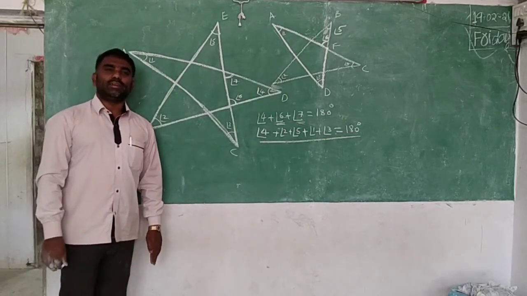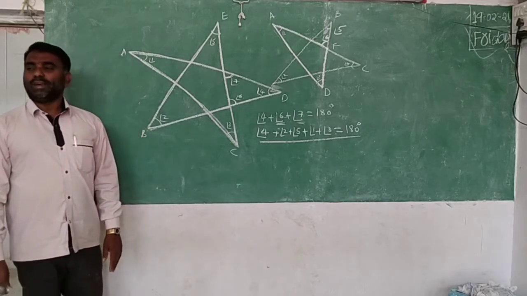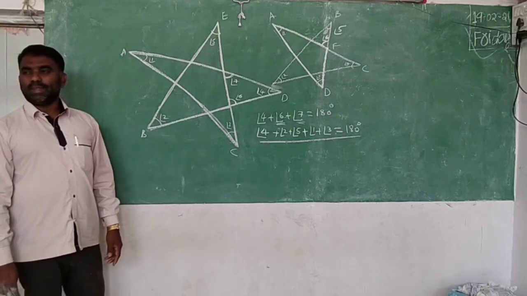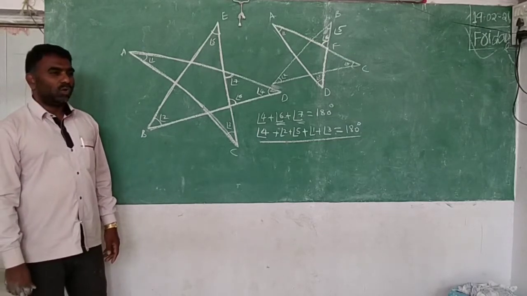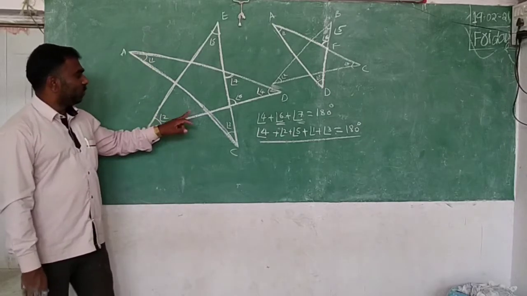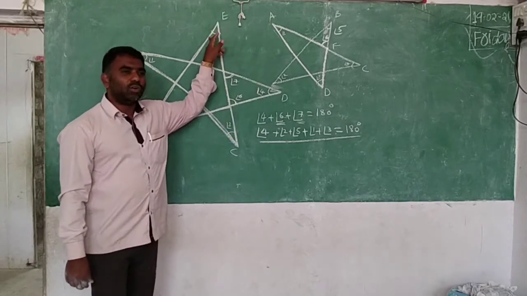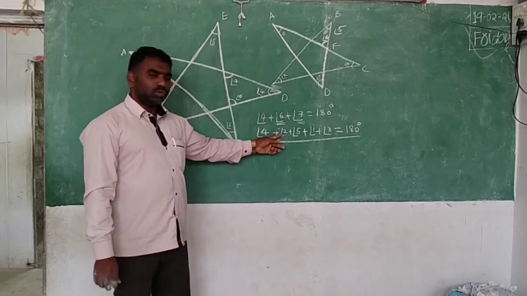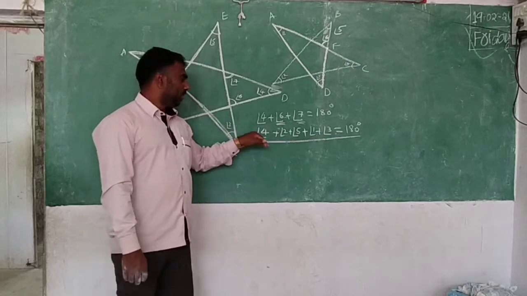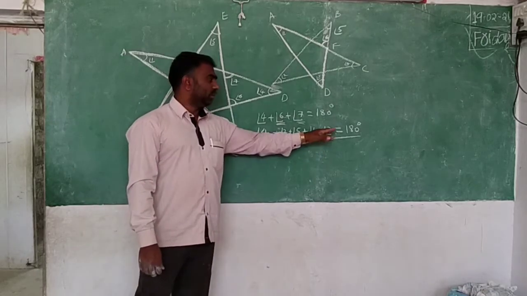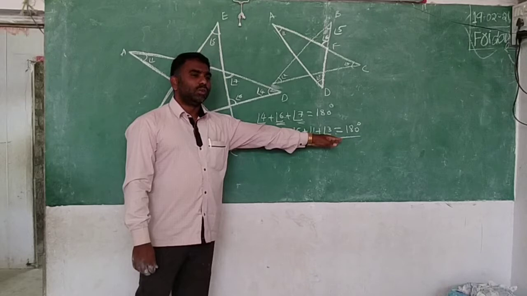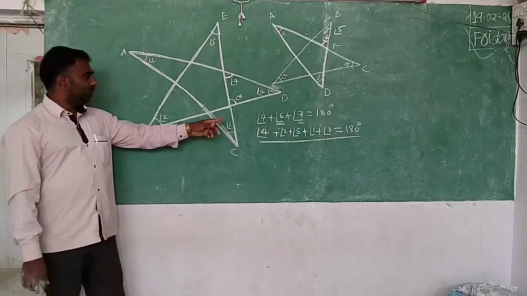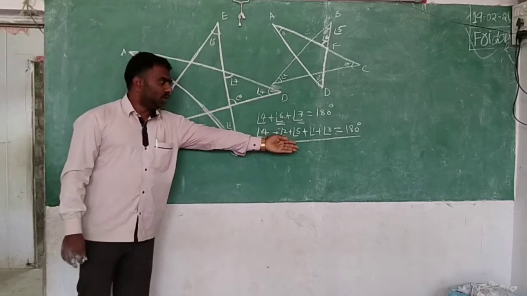What did I ask you to find? And in this question, what do you need to find? Angle A plus angle B plus angle C plus angle D plus angle E, no? That means angle 1 plus angle 2 plus angle 3 plus angle 4 plus angle 5. What did you get here? The sum of these top angles, only these. That you found, how much is it?